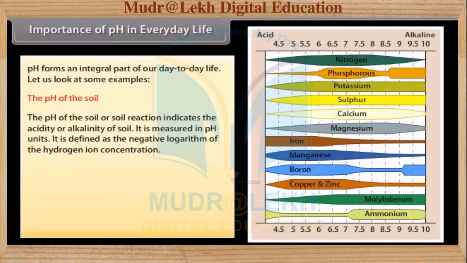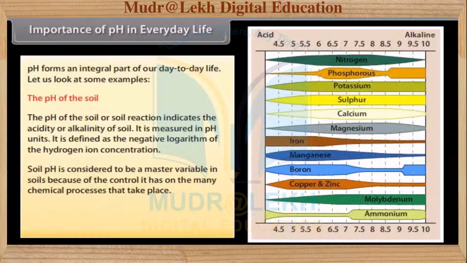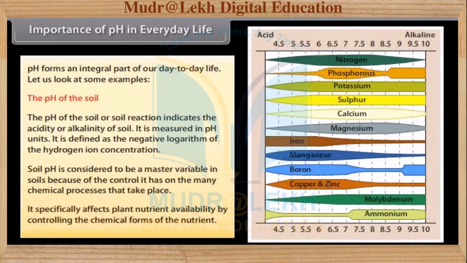With the increase in the amount of hydrogen ions in the soil, the soil becomes more acidic. Soil pH is considered to be a master variable in soils because of the control it has on the many chemical processes that take place. It specifically affects plant nutrient availability by controlling the chemical forms of the nutrient.